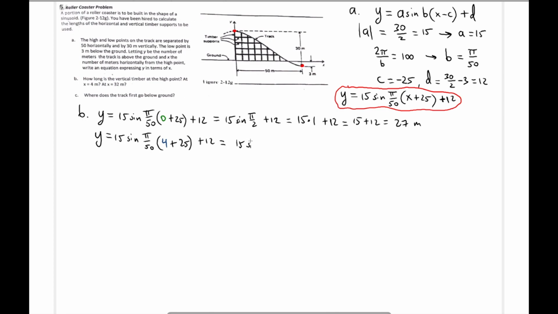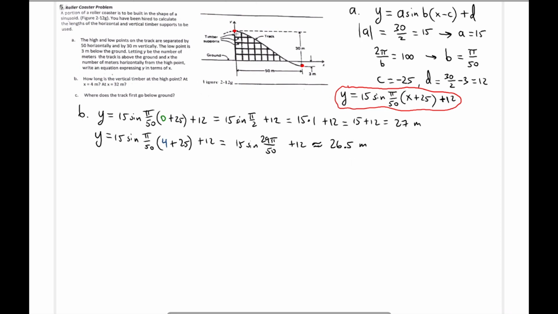So that's going to be 15 sine of 29 pi divided by 50. As you can see, this is not going to be a whole number because we don't know, except on the calculator. We're going to have to look it up and see what we get as a result. So if you use your calculator, and be sure that you're in the radian mode when you calculate your sine, then multiply by 15, then add the 12, you should get something like 26.5 meters, rounded to the nearest tenth, of course.